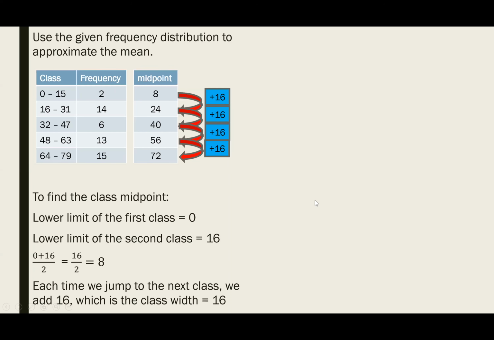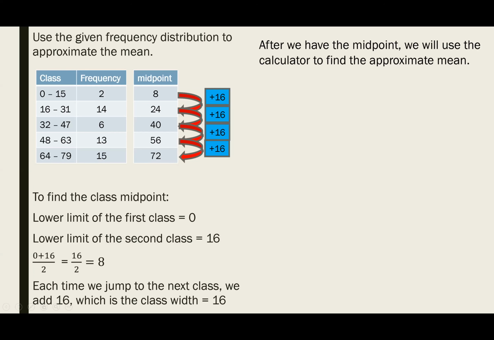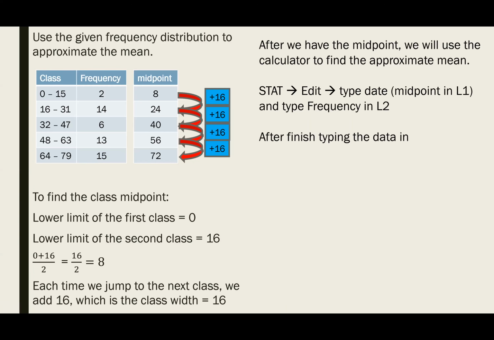Now, once you find a midpoint, this is what you need to do. You type your midpoint in as your L1 item, and you use your frequency as your L2 item. My midpoint will be L1. Now I need to type in the frequency, which is L2.